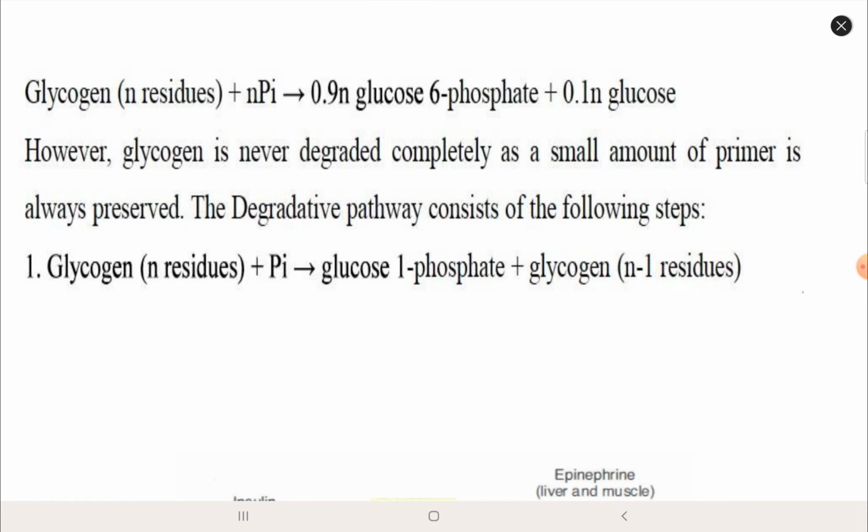These are the steps of degradation of glycogen. Glycogen changed to glucose 1-phosphate, and glucose 1-phosphate changed to glucose 6-phosphate. In the liver, glucose 6-phosphatase is found, while glucose 6-phosphatase is not found in the muscle. That's why muscle cannot release glucose into the blood.